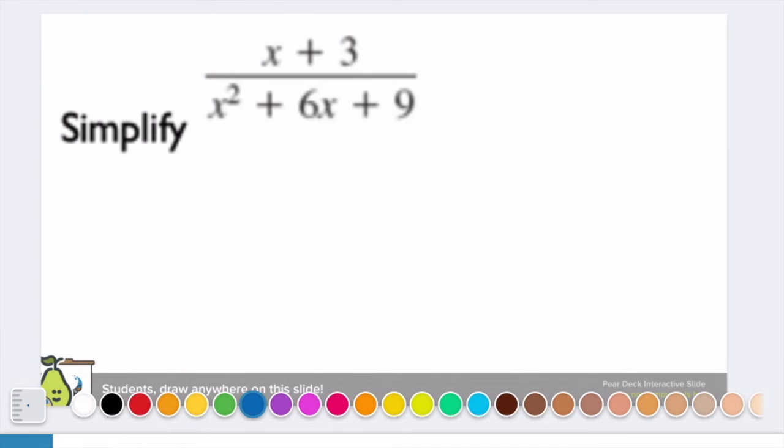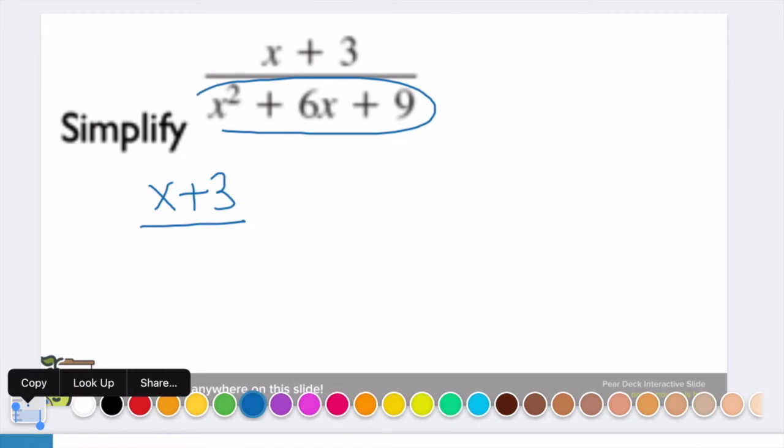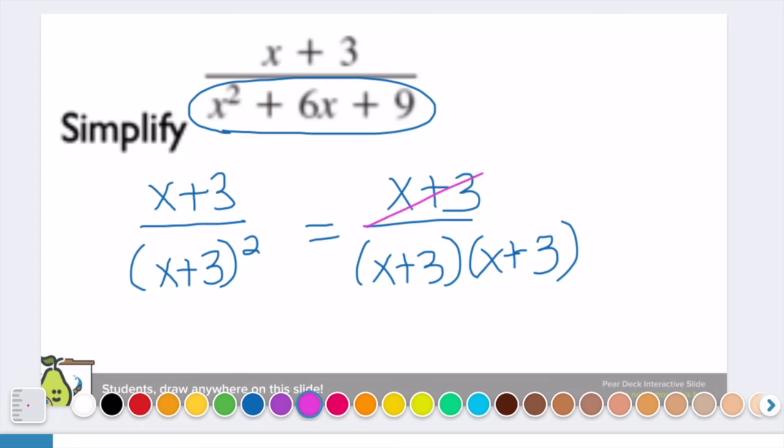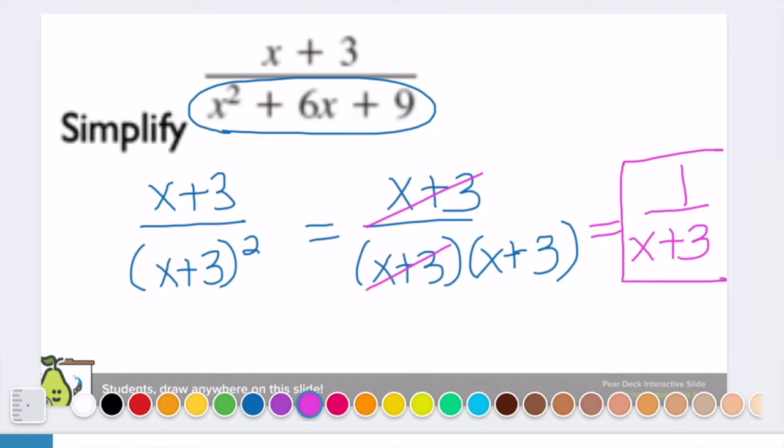Now looking at the next one, we have x plus 3 again, that's prime in the numerator. And this is a perfect square trinomial. That's x plus 3 squared. And you can also see it as x plus 3 times x plus 3. So only one of those x plus 3's is going to cancel, leaving 1 in the numerator and x plus 3 in the denominator. So you don't always have to write them out. You can say, well, one of those is going to cancel one of those, and you're left with the x plus 3 in the bottom.